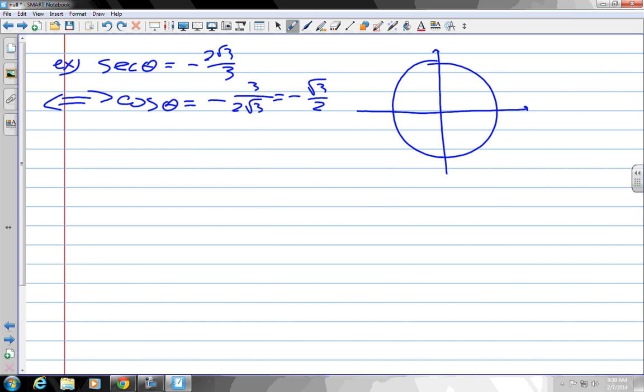So this equation is equivalent to solving the equation cosine theta equals negative square root of 3 over 2. Does that make sense? Because it's easier for us to think about sine, cosine, and tangent rather than secant, cosecant, and cotangent, because those are just reciprocals. So if we just stick with those three, we'll be able to convert from one to the other. All right, so cosine theta is negative root 3 over 2.